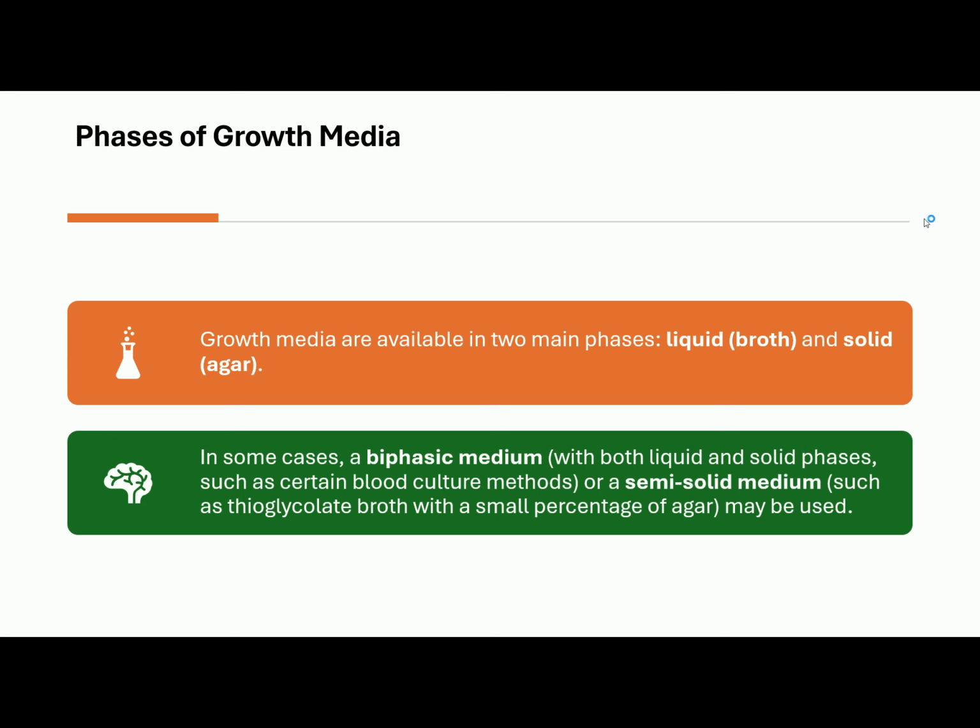Now, in some cases, a biphasic media, both liquid and solid phases, such as certain blood culture methods, or a semi-solid medium, such as a thioglycolate broth with a small percentage of agar, may be used. So, ulitin ko class, your growth media are available in two types, liquid, known as your broth, and solid, known as the agar. But in some cases, class, they would be biphasic, meaning both liquid and solid, and in some cases, a semi-solid media, such as your thioglycolate, which only has a very small percentage of agar.